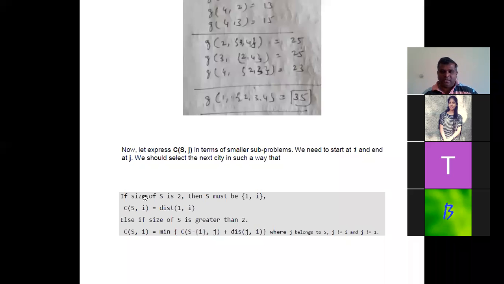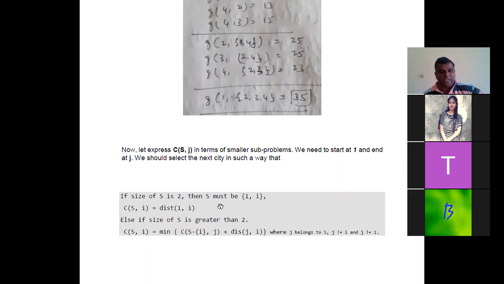Sorry, S is the set, same as whatever you considered in the algorithm: the set of unvisited nodes. I is the starting node. Here C of S comma J terms smaller subproblems. We need to start at node 1 and end at J. So you should select the next city in such a way that if the size of S is 2, that means the set of nodes is 2, the graph size is 2, then S must be 1 comma I. 1 is the starting node, and the remaining node is the other, unvisited node.